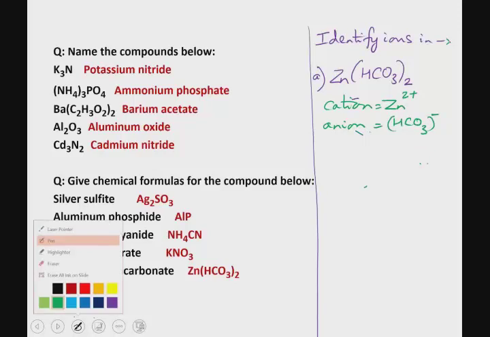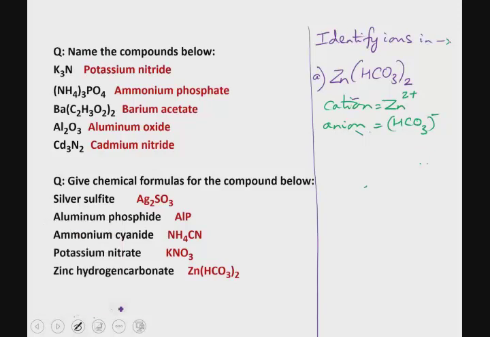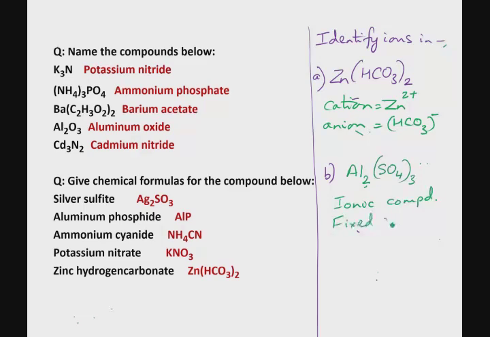So let's try this out again with a different compound. So identify the ions in let's say this one. First of all, what do you think is the name of this compound? Is this an ionic compound? Yes, it is an ionic compound. Is it a fixed charge ionic compound or a variable charge ionic compound? Yes, it has a fixed charged cation.